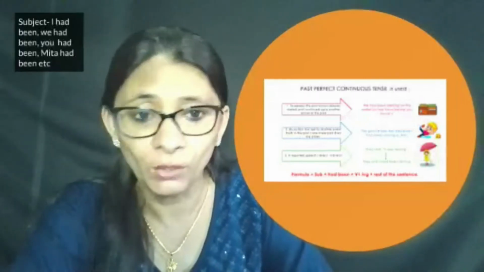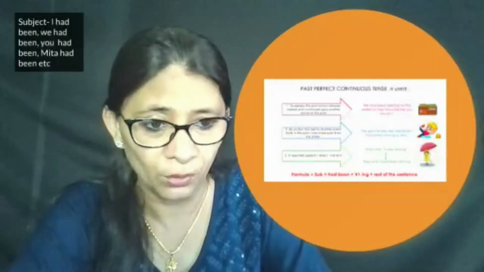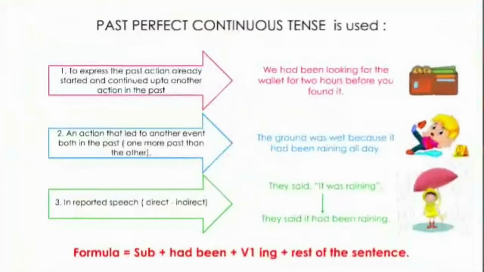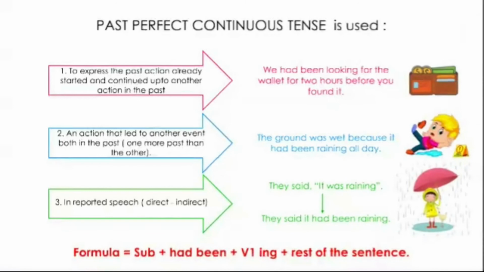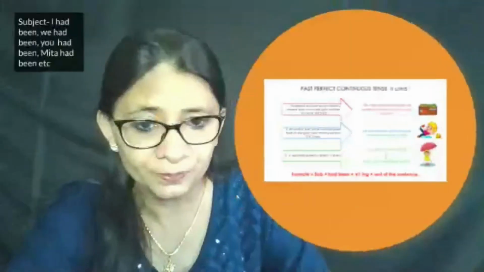So this is the situation where we use past perfect continuous tense. And the formula is, let us go through the formula first. Subject, which can be I, you, he, she, Ram, Mohan, like that. Had been, here we use had been. Been is added along with had. Plus V1 plus ing. Since it is continuous tense, so ing will be added. Plus rest of the sentence. So this is how it is.